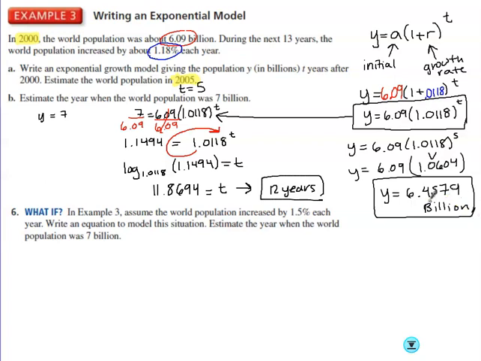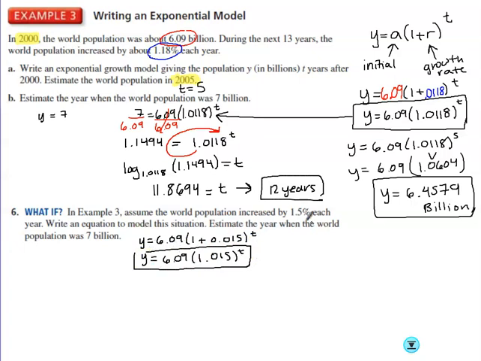So now we're assuming that our population is only increasing by 1.5% each year. So our growth model is still going to start with 6.09, but then we have 1 plus only 1.5%, so 0.015, to the power of t, or y equals 6.09 times 1.015 to the power of t. We have our equation written, that's part 1.